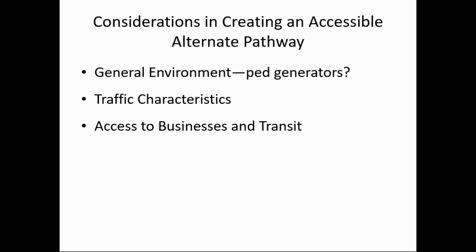Some considerations in creating an accessible alternate route: look at the environment. What pedestrian generators are around? You know, schools, or the library, the courthouse, city hall, shopping district, senior high-rise housing building, or something like that. Do you have significant generators of pedestrian traffic? Then look at the traffic characteristics in the area: speeds, volumes, turning movement volumes, traffic mix, trucks and buses in the traffic stream. And as I mentioned, also access to business and transit.